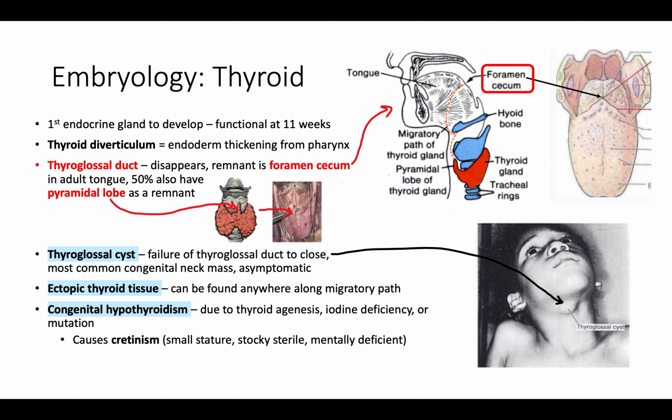And then congenital hypothyroidism is due to thyroid agenesis, and that's why they check moms for hypothyroidism, because thyroid agenesis, iodine deficiency, or mutation can cause cretinism, which is small stature, stocky, sterile, and they're also mentally deficient.